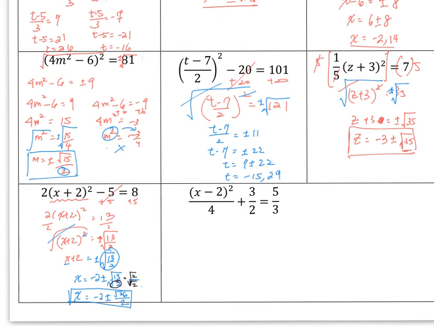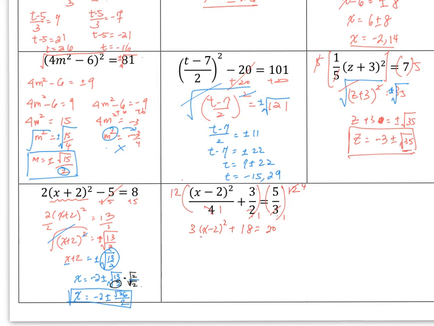And for this last one here, I'm going to clear the denominators. Between 4, 2, and 3, the GCF is 12. So I'm going to multiply both sides of the quadratic function by 12. So cancel, this is 3. So 3 times x minus 2 squared, plus 2 cancels out, so 6 times 3 makes 18. 3 cancels out, 4 times 5, 20.